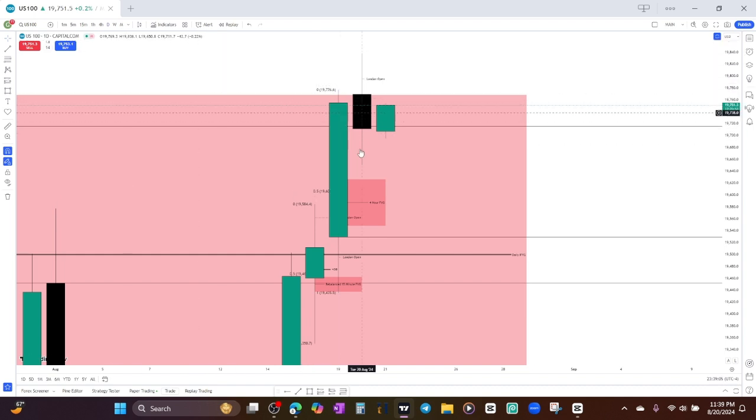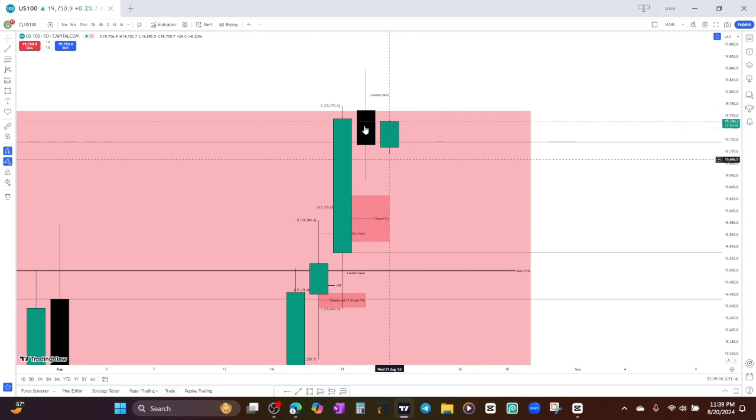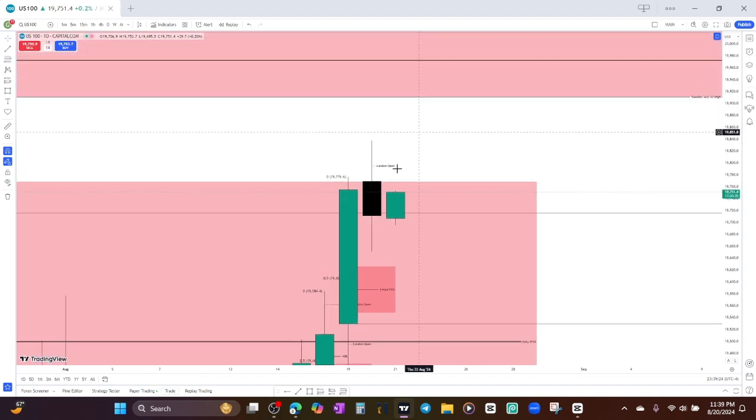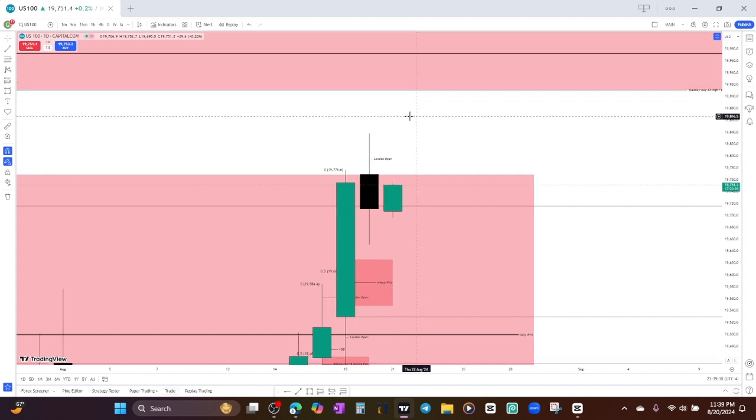But right now, we started retracing into Monday's candle, okay? And I'm hoping that we're making this retracement to start setting up for Wednesday's push up, to continue towards this higher time frame draw on liquidity, right?